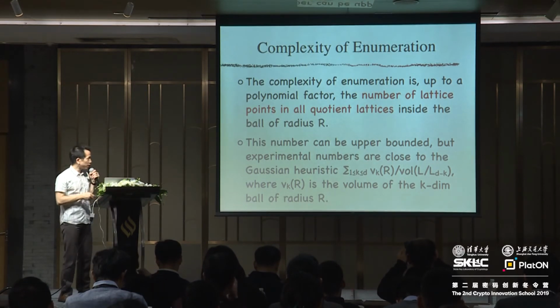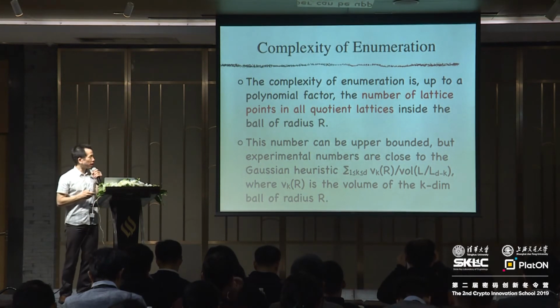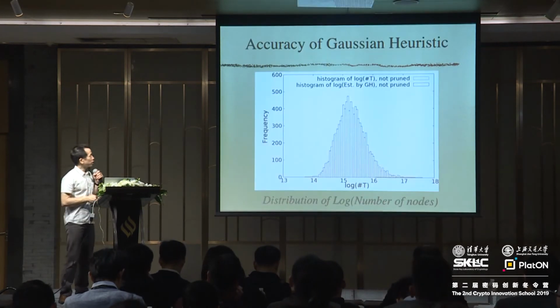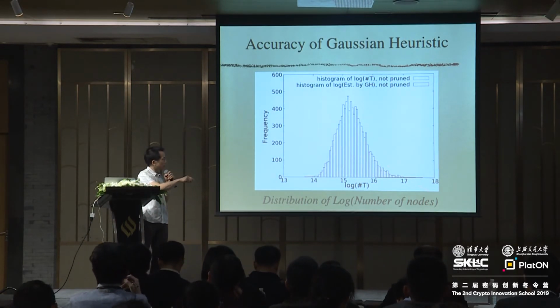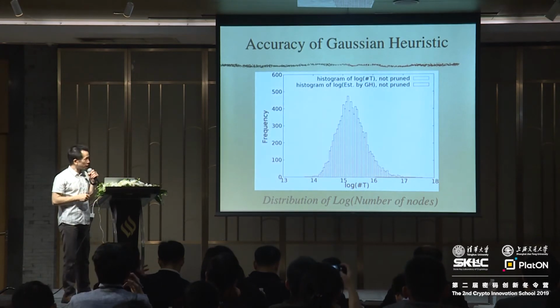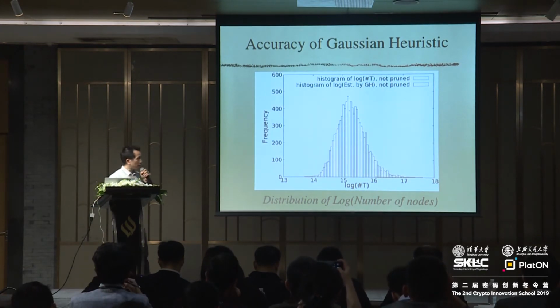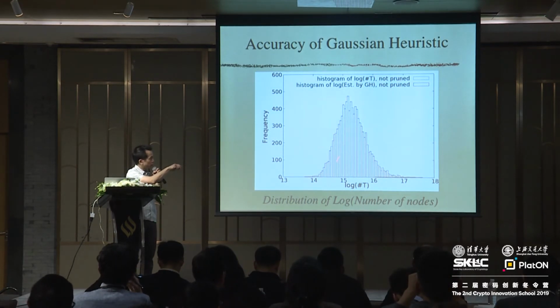And the nice thing is that in this particular case, the Gaussian heuristic looks very accurate. So for instance, here is the actual number of lattice points compared to the Gaussian heuristic estimates. And you can see that you don't see any difference between the blue and the red because they're too close to each other.